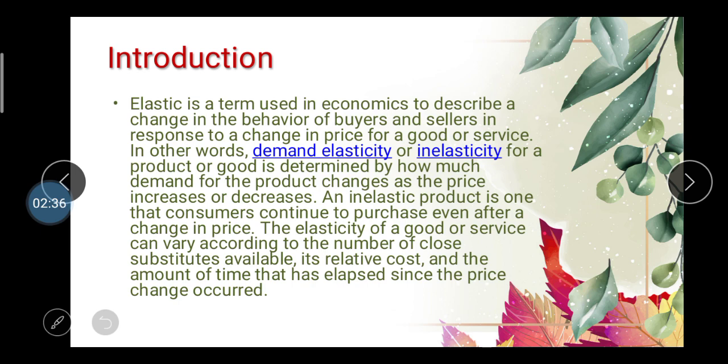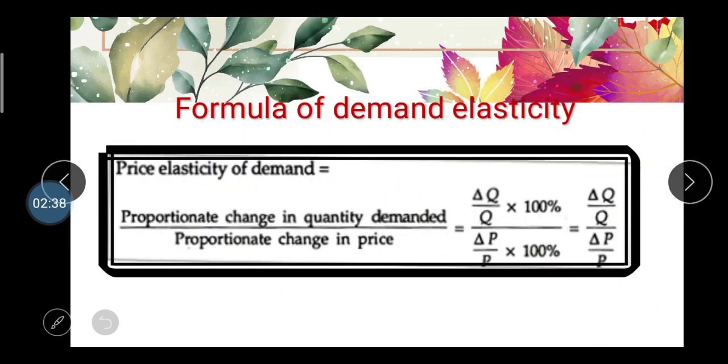Okay, then here is the formula of demand elasticity. Price elasticity of demand means proportionate change in the quantity demanded divided by proportionate change in price. So it is delta Q divided by Q multiplied by 100 percent, and delta P divided by P multiplied by 100 percent. So the final equation is delta Q divided by Q and delta P divided by P.